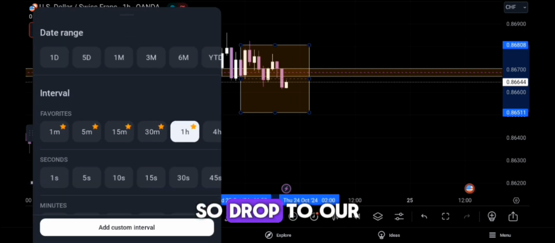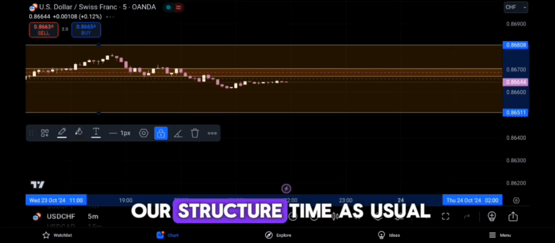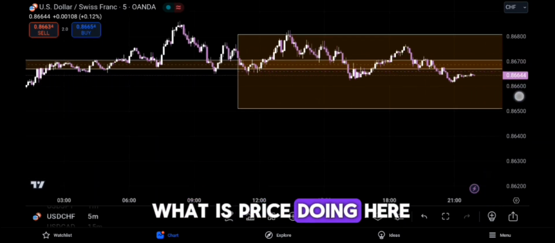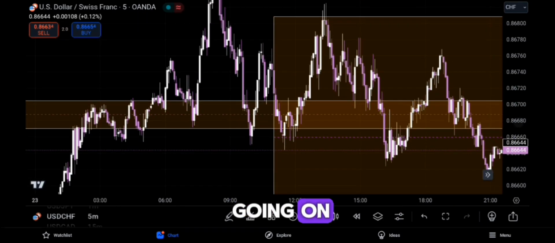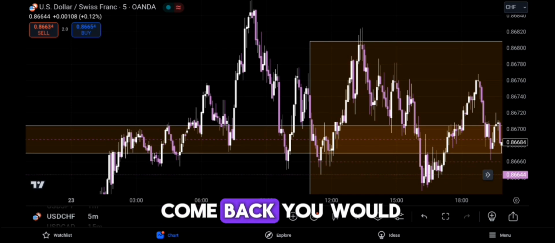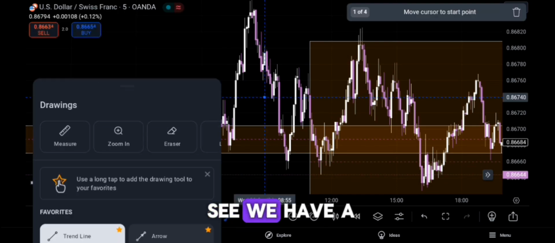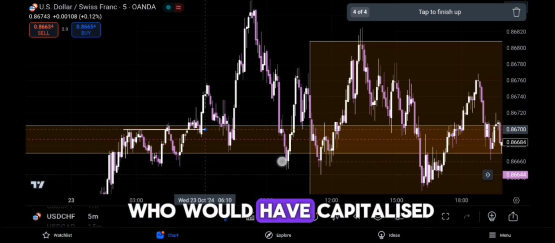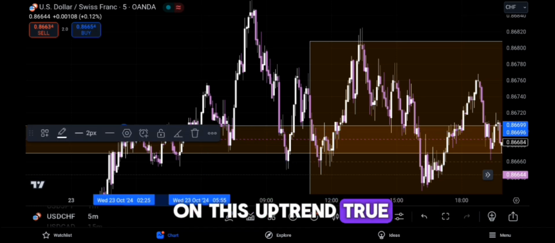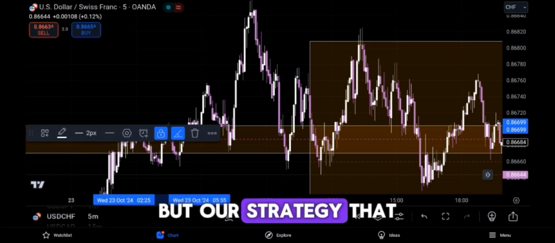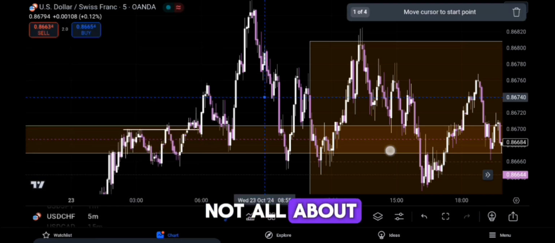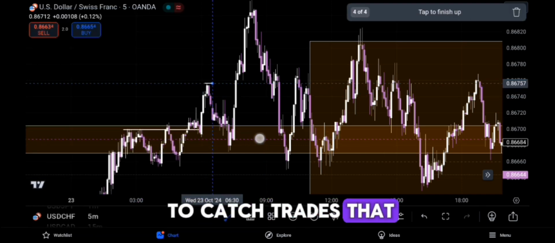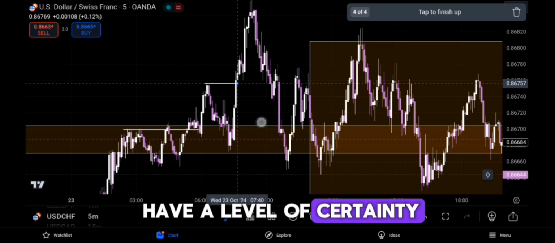So drop to our 5 minutes, which is our structural time frame as usual. We want to observe what is price doing here, why is this formation going on, and then if we come back, you would see we have a clear uptrend. Now there are people who would have capitalized on this uptrend, true, but our strategy is not all about trying to catch the trend early on. Rather, we're trying to catch trades that have a level of certainty.